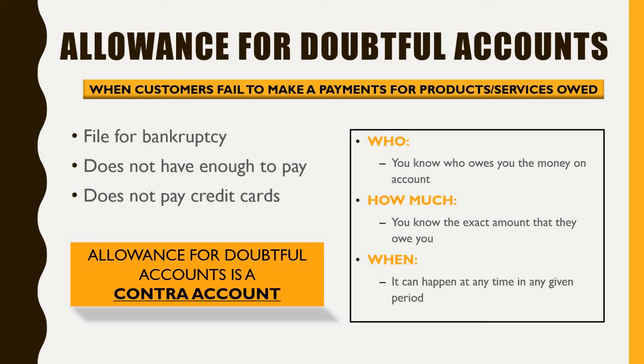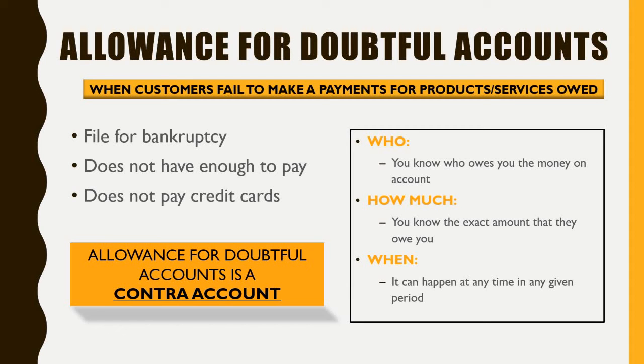And then lastly, you should always know when it happens. Sometimes these things take time when it comes to noticing that a customer hasn't paid you in a while. You can't assume the first time they miss a payment is going to be an allowance for doubtful accounts. You have to wait till maybe the second or third payment, after you sent them a reminder and a little late charge. Then you could go ahead and assume after that they could go into the allowance for doubtful accounts.